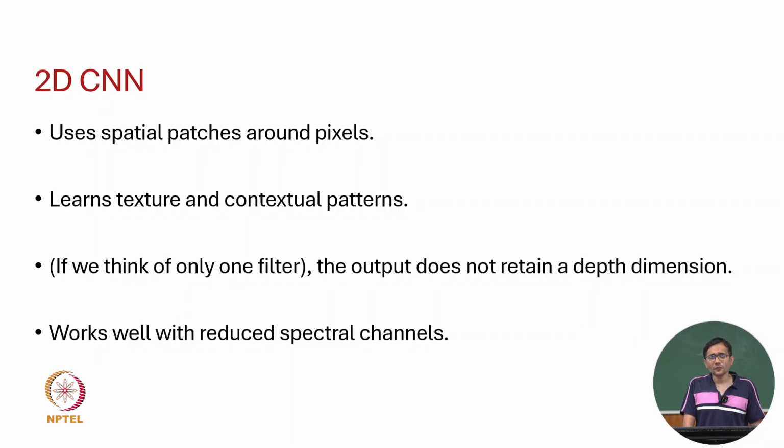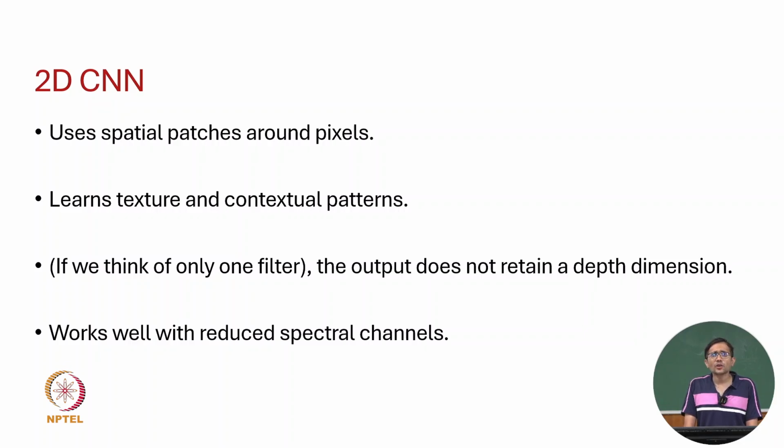If we think of only one filter, most of the time if we think of one particular layer in the 2D CNN, of course it has, let's say, 64 filters, 128 filters, depending on the design. But if we think of just one layer, the output doesn't retain a depth dimension. Whereas we will talk about another version which will retain the depth dimension.